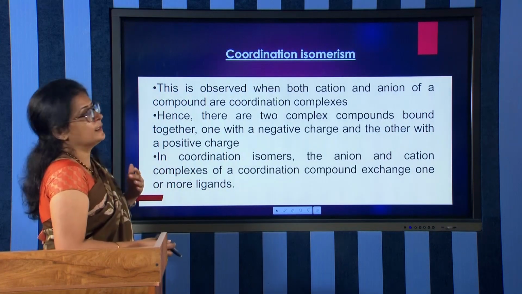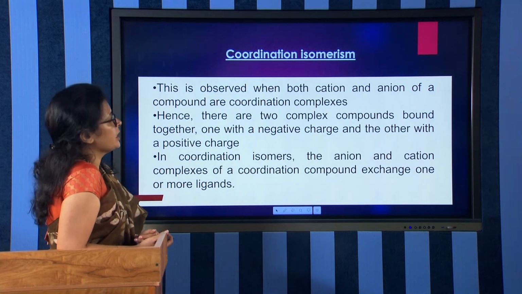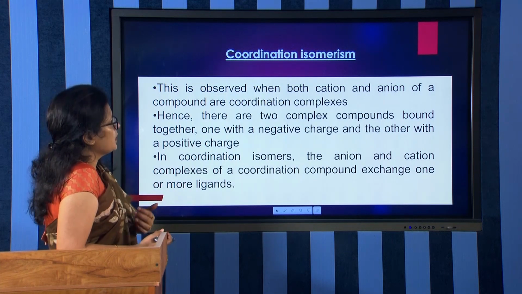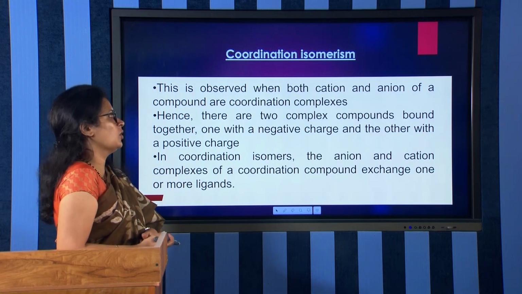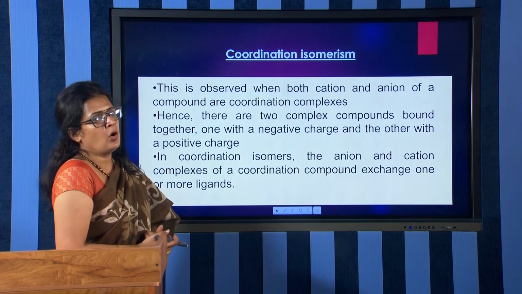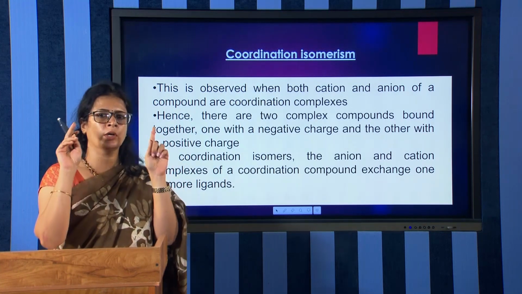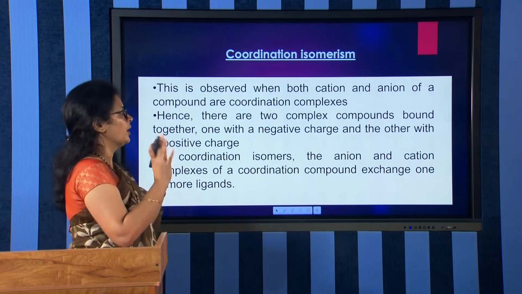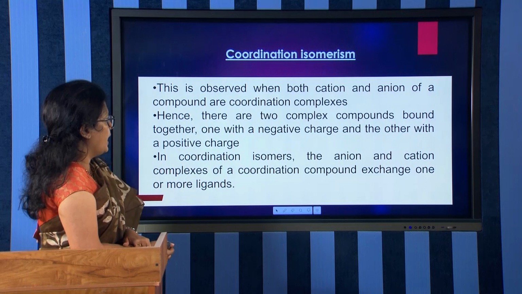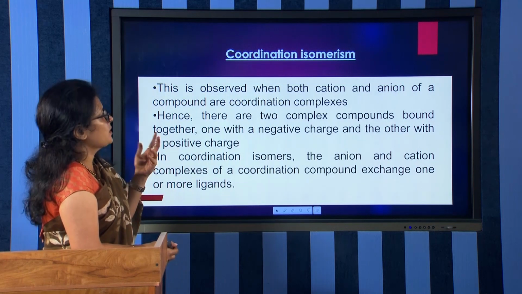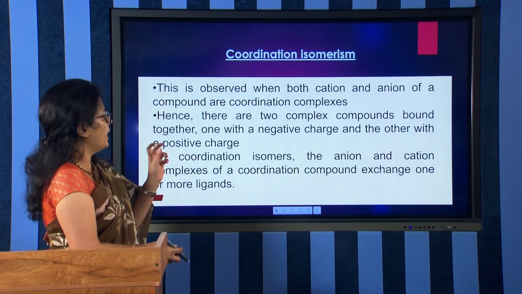And now the third type of structural isomerism is coordination isomerism. This is observed when both the cation and anion of a compound are coordination complexes. If you have separate anionic and cationic coordination complexes in a compound, it will show coordination isomerism. Hence, there are two complex compounds bound together, one with a negative charge and the other with a positive charge.